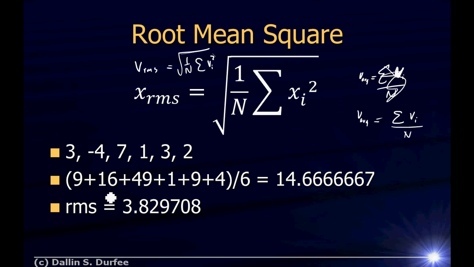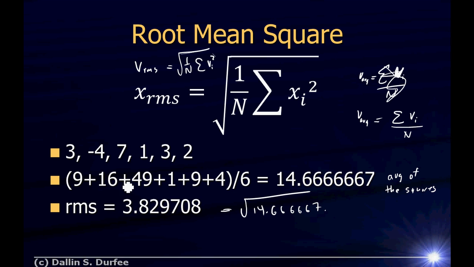Then I add them all together and then divide by the number of numbers. There were 1, 2, 3, 4, 5, 6 numbers. So this right here is the average of the squares. It's the average of the numbers squared. And I just take the square root of that. I take the square root of that, that gives me the RMS average.